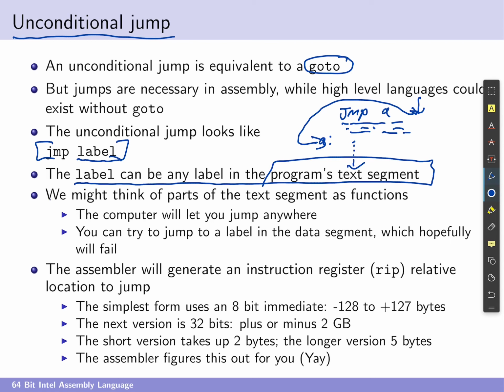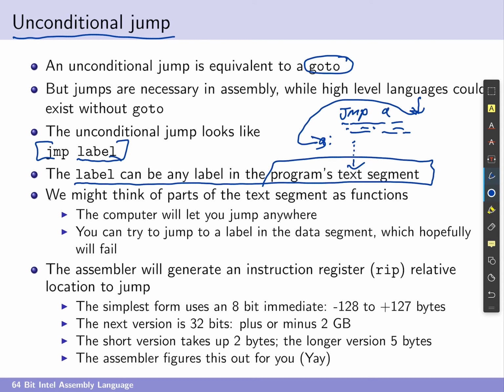What actually happens is when you have a command like jump followed by a label, the instruction register, or RIP, gets updated such that the next instruction it executes will be at the location of the label. How it does that is a little more complicated, because the manner in which you can set the next instruction register depends on how far away the next instruction is from your current location. So the simplest form is where we have an 8-bit immediate jump.